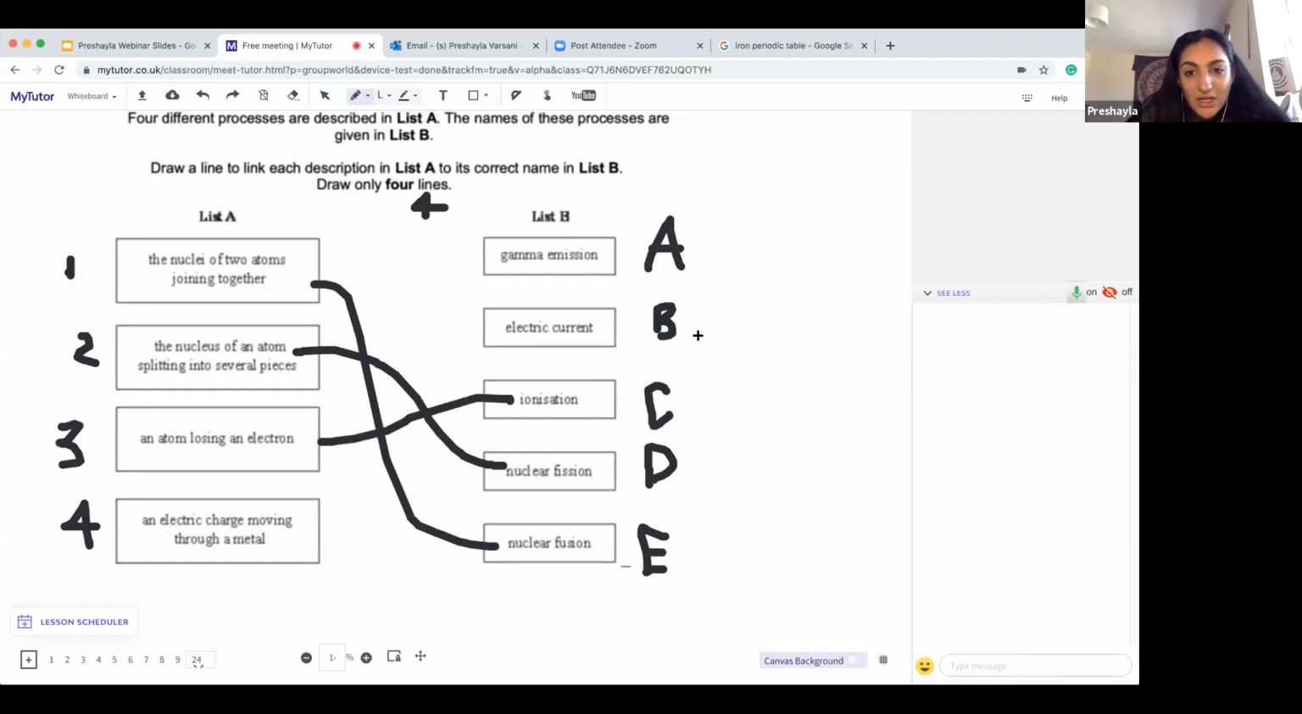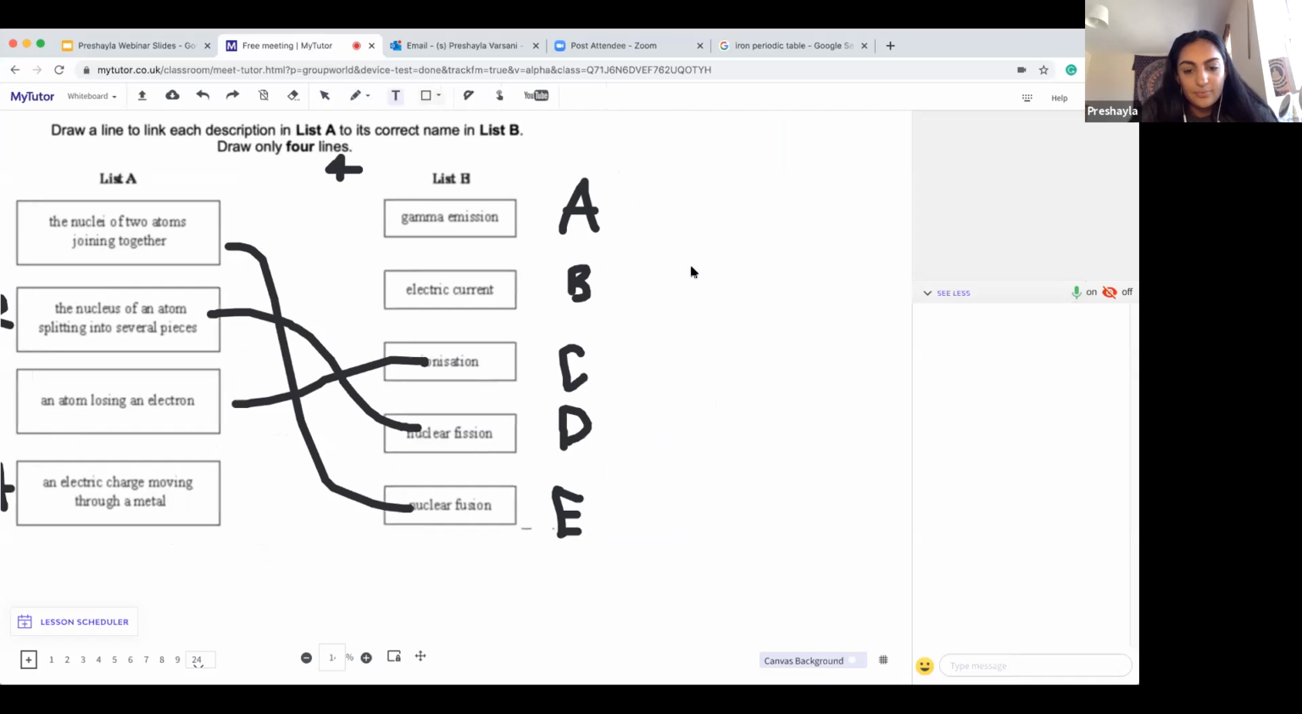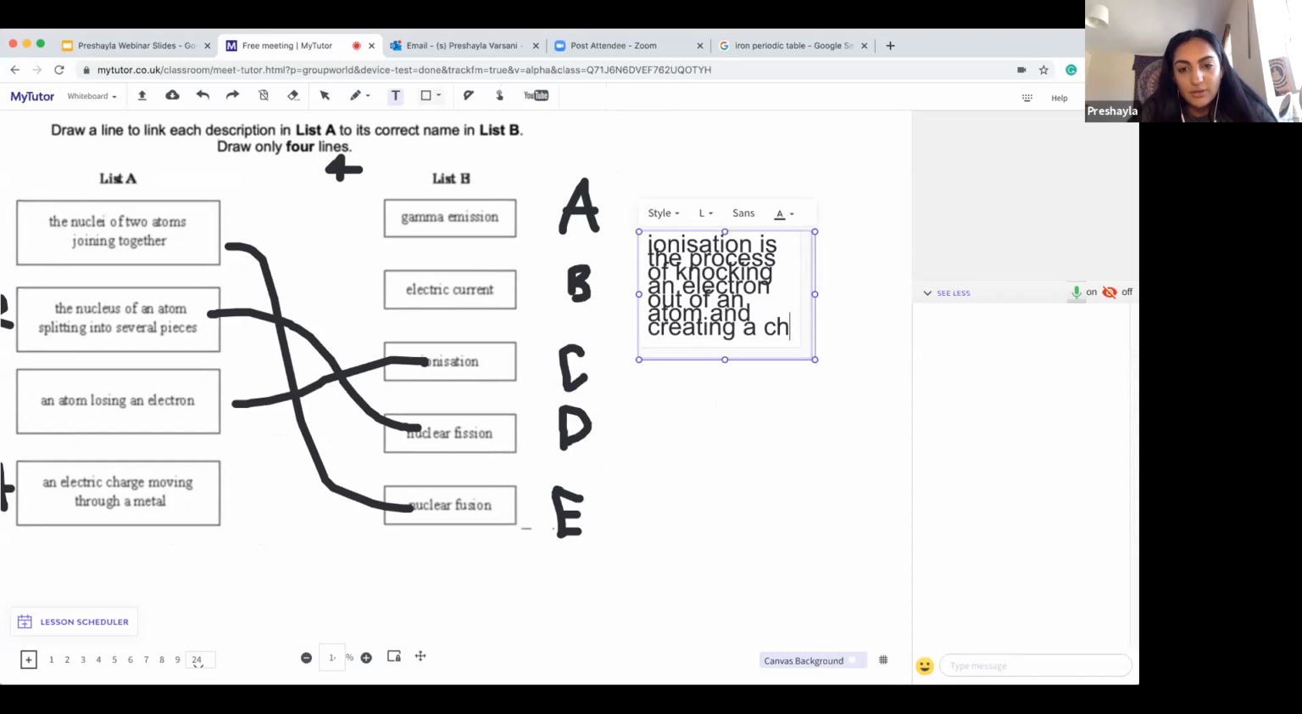So ionization is all about knocking an electron out of an atom and making it a charged particle, an ion. So ionization is the process of knocking an electron out of an atom and creating a charged particle known as an ion.